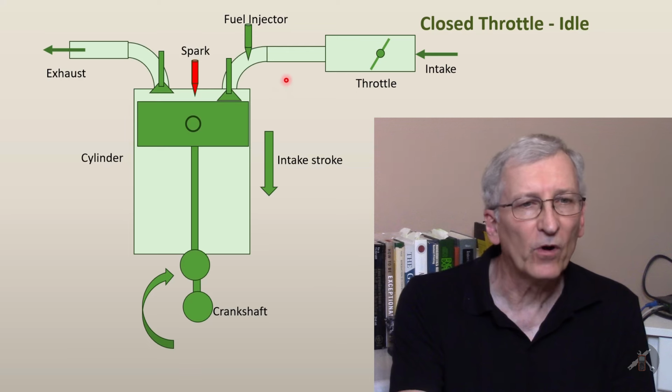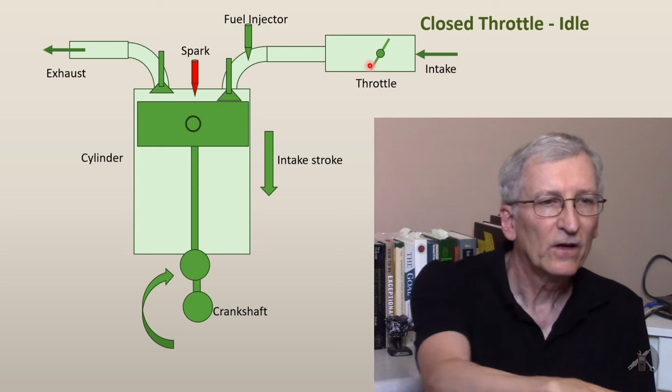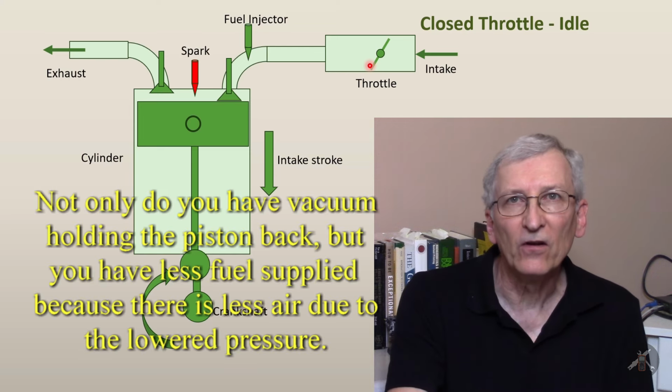And what keeps the engine from running away is the throttle. You close the throttle and vacuum builds up against the piston and slows it down, and keeps the engine at the speed that you want.